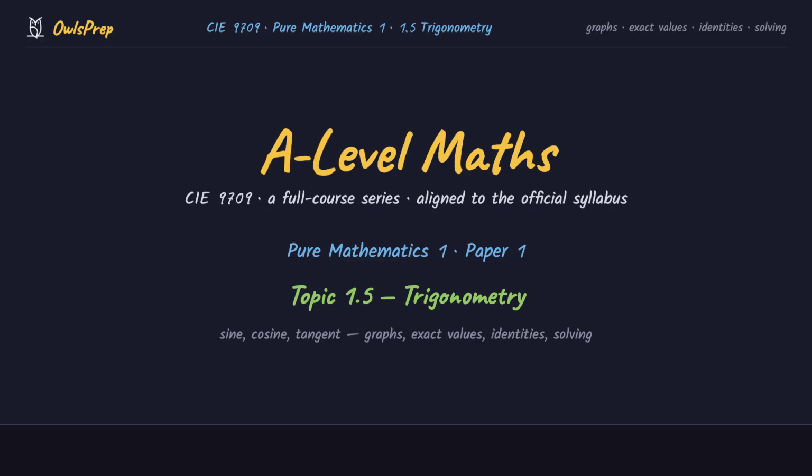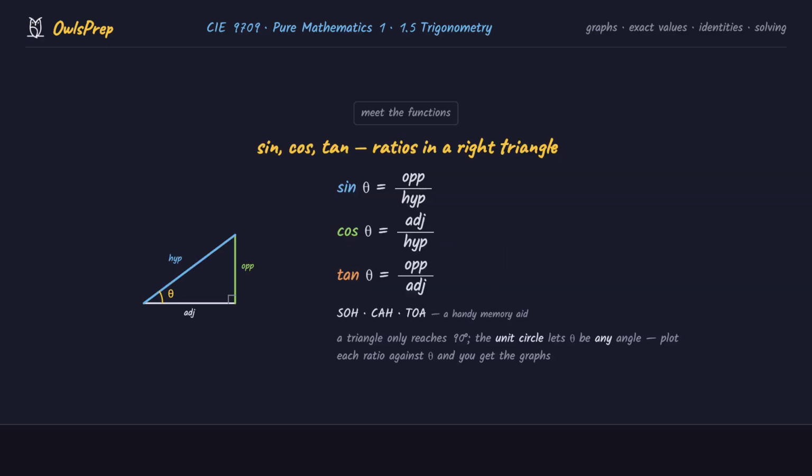Every angle carries three ratios, sine, cosine, and tangent, and plotting them traces three waves that repeat forever. This lesson reads those graphs, nails the exact values worth memorizing, and solves equations right across an interval. Let's dive in. Before we draw any graphs, let's be clear on what these functions actually are.